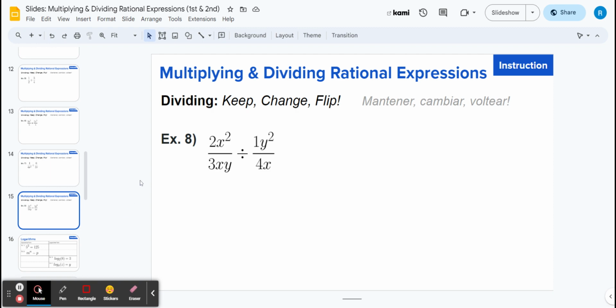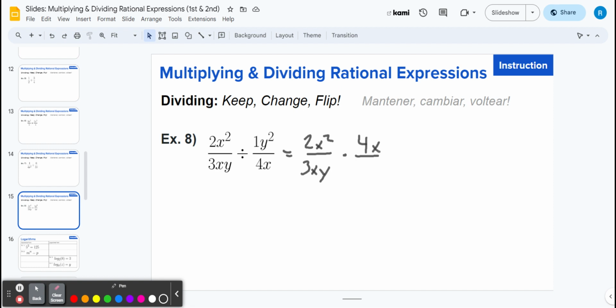And last example problem here, now we have a couple of different variables involved, the x and the y. So just like before, we want to treat each of those as their own. We're going to go through that keep, change, flip process. So 2x squared divided by 3xy times 4x over 1y squared. We'll run through that process. We get 2x squared times 4x, we'll do 8x to the third.